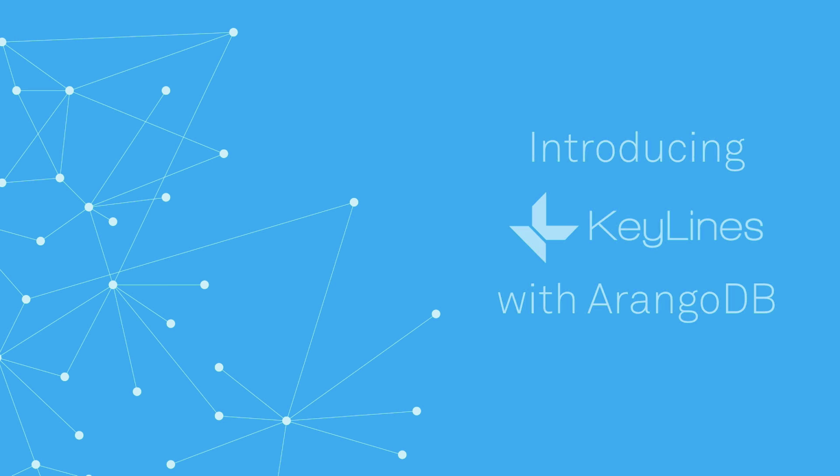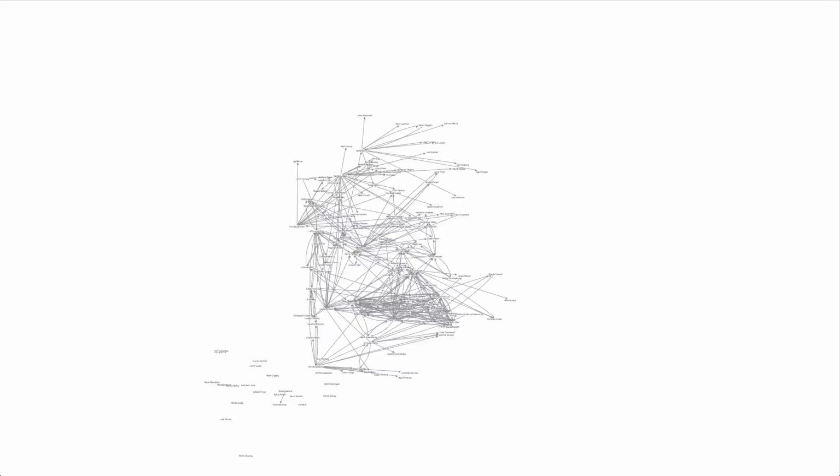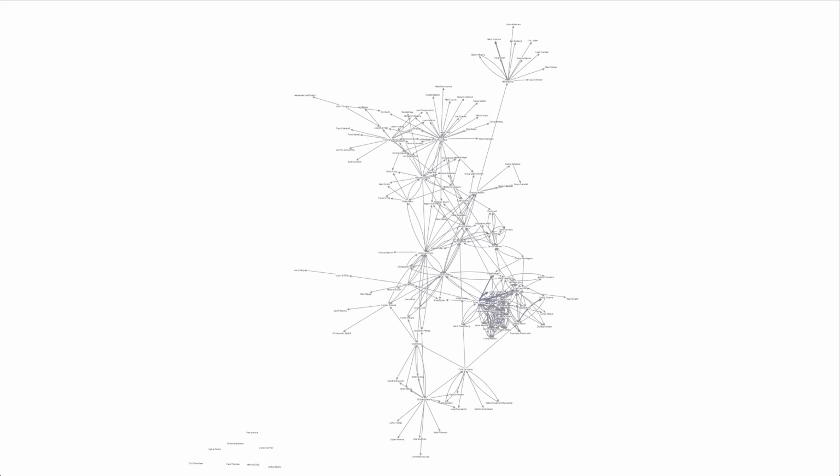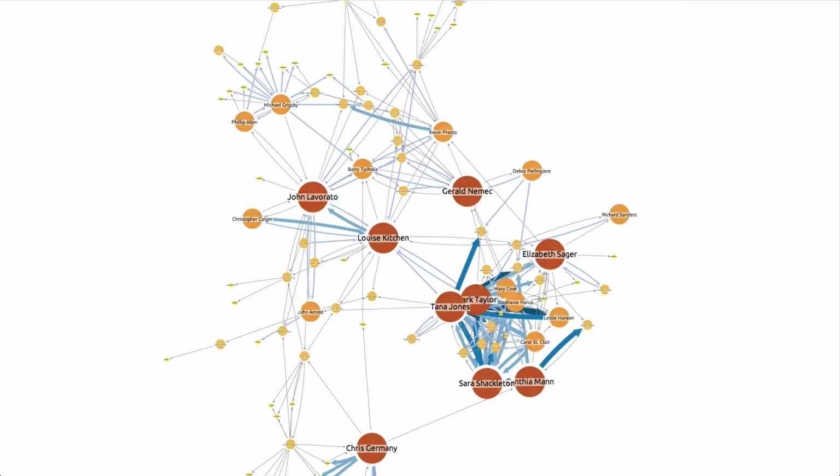To make the best decisions, you need to understand your data. To understand data, you need to interact with it. This is where Keylines can help. Keylines is a toolkit for building game-changing interactive visualizations that turn complex graph data into insight.